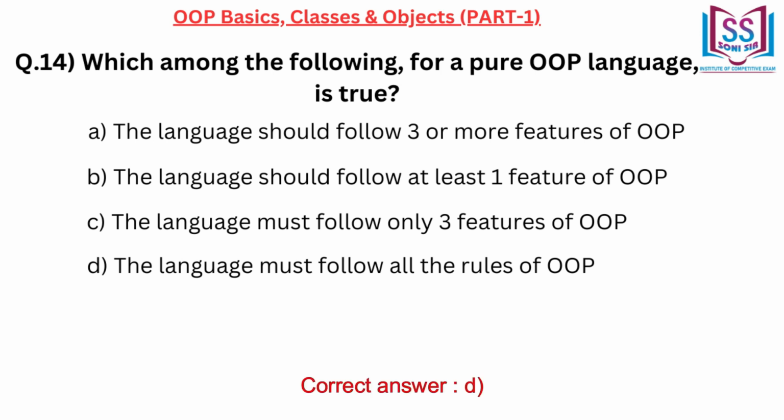Correct answer, D. The language must follow all the rules of OOP to be called a purely OOP language. Even if a single OOP feature is not followed, then it's known to be a partially OOP language.